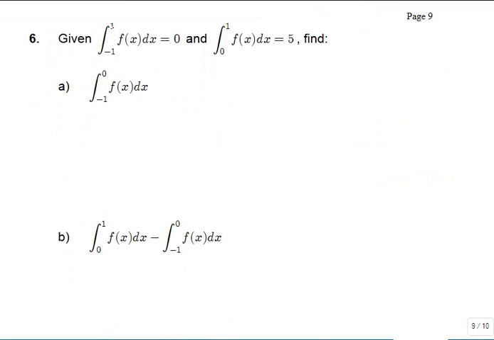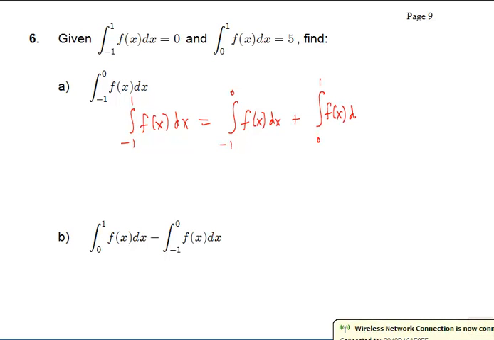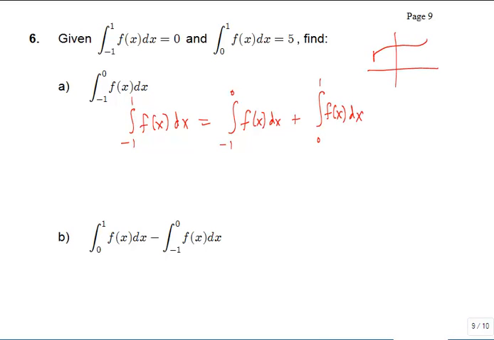So out of these 3 intervals, -1 to 1, 0 to 1, and -1 to 0, the biggest interval is the -1 to 1. So the integral from -1 to 1 of f of x dx could be chopped up into the integral from -1 to 0 of f of x dx plus the integral from 0 to 1 of f of x dx. So all we're doing is we're taking this whole area from -1 to 1 and we're chopping it up into this piece plus this piece. So that's what that property allows us to do.